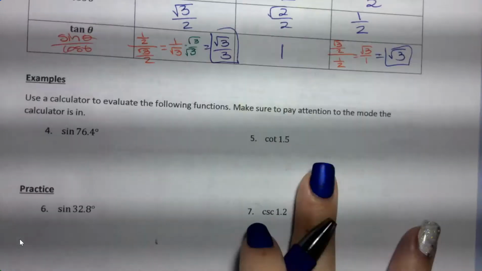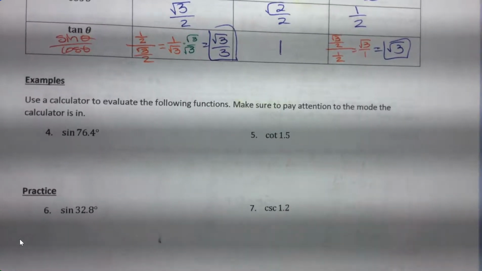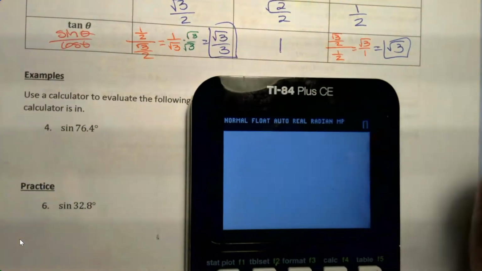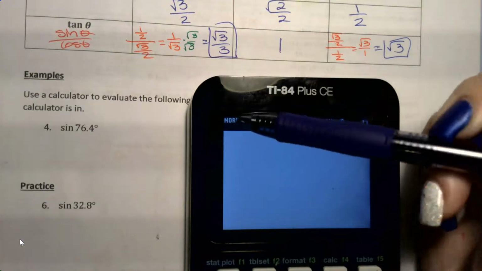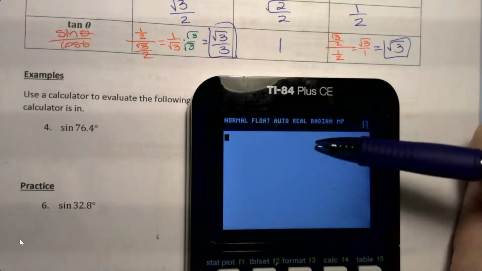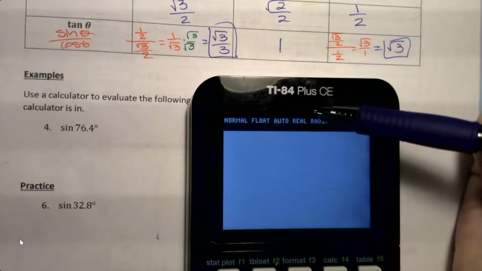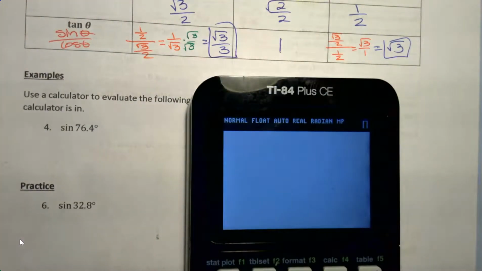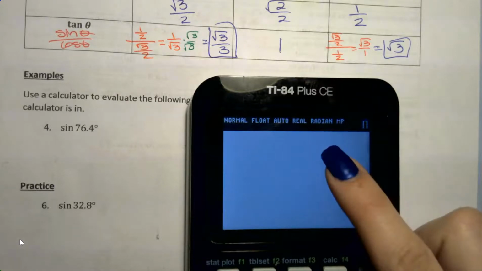So, speaking of calculators, this is what we're going to do in the last few problems. I am going to use my calculator here. It wants me to evaluate the following functions and to make sure to pay attention to the mode my calculator is in. If I am using a newer calculator, it'll say some words at the top. It'll say normal, float, auto, real, radian, and MP. The word I care about right here is the one in the place of the radian. This function has a degree symbol, so I want this to be in degrees. On a newer calculator, I can easily see from looking right here at this main screen.